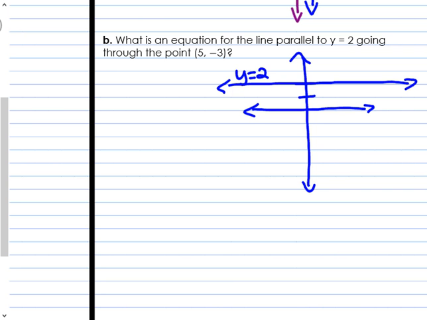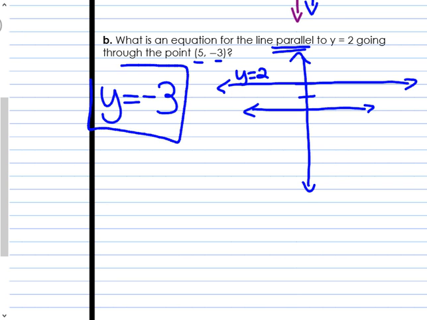Well, we want a line that's parallel to it, so it's going to go the same direction. So it's also going to be a y equals, because if it was an x equals, it'd be going the opposite direction. Again, which of these coordinates is the y? The 5 and the -3. -3 is the y coordinate. So your answer is y equals -3.